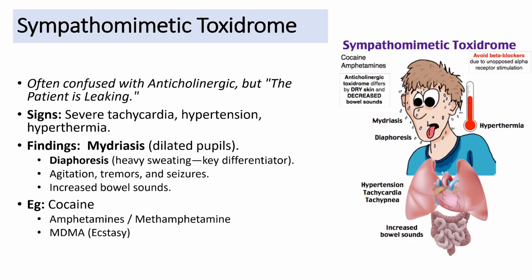the cholinergic toxidrome. Sympathomimetic toxidrome: cocaine, amphetamine and methamphetamine. Ice, you know much about that. Ice users come with dilated pupils and severe sweating and agitation and tremors, and are very irritable. Most people confuse it with anticholinergic, but the patient is leaking. That leaking is heavy sweating.